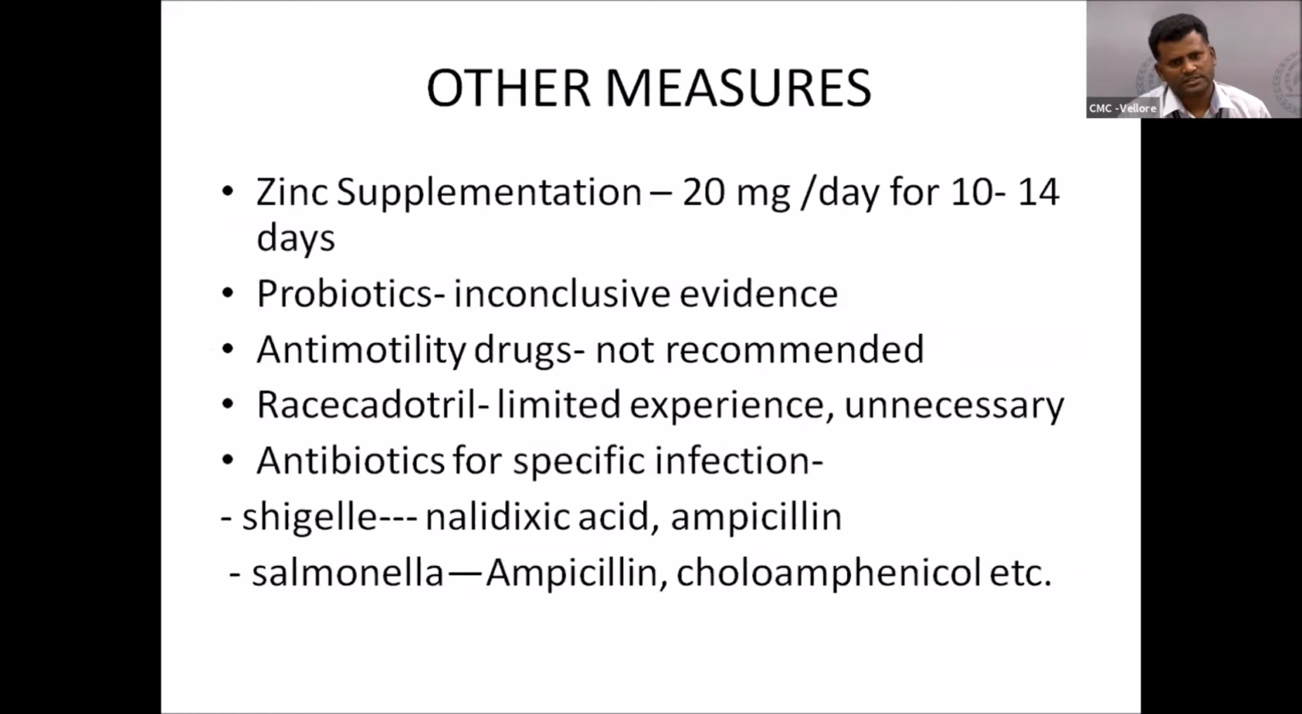And what are the other measures that can be done during acute diarrhea? Zinc supplementation, that is 20 mg per day for 10 to 14 days, is recommended. Probiotics: there is not much evidence that probiotics are very useful in acute diarrhea. Anti-motility drugs are not recommended in children. And racecadotril: there are different studies, and some accept that it helps in reducing the purging of stools, but most of the time it's not necessary. Antibiotics are not necessary unless it's infective diarrhea, then we have to use antibiotics.